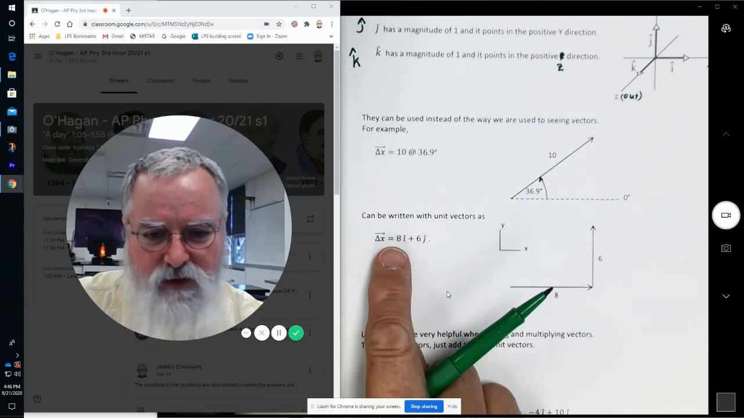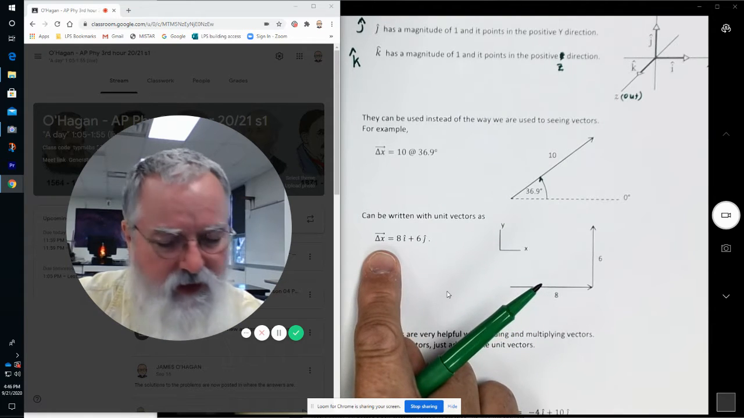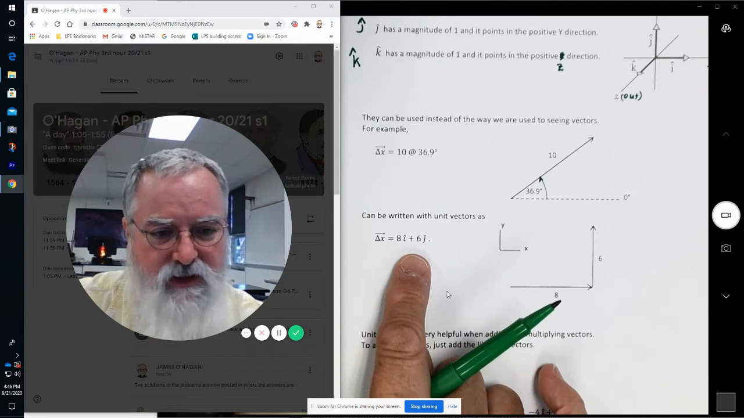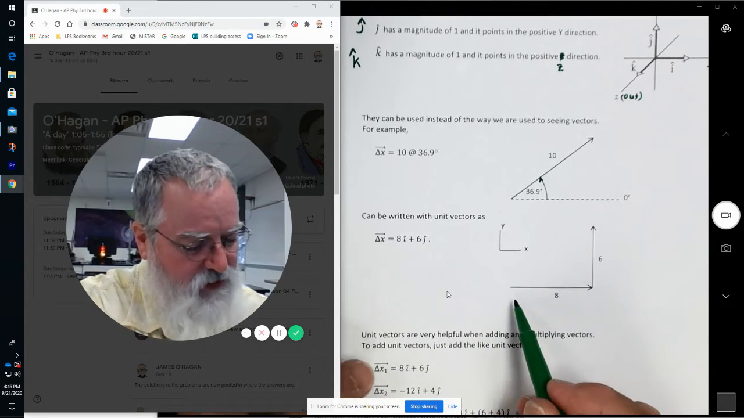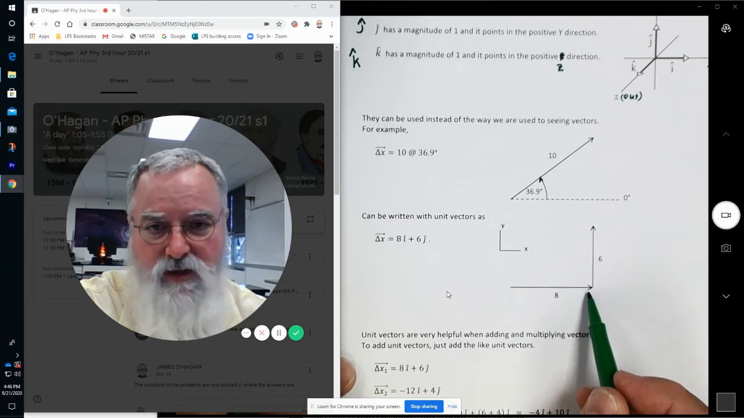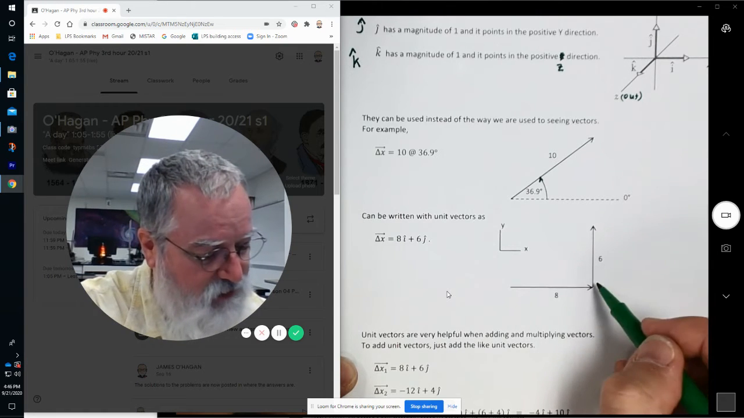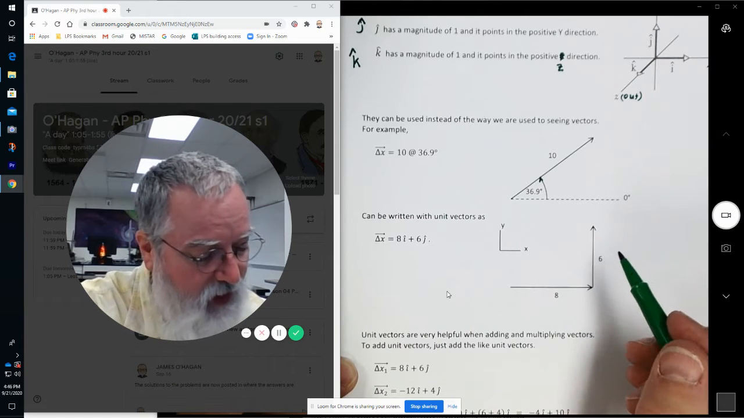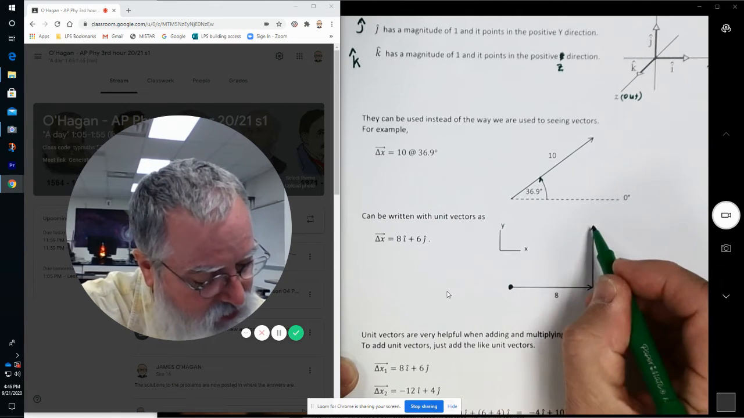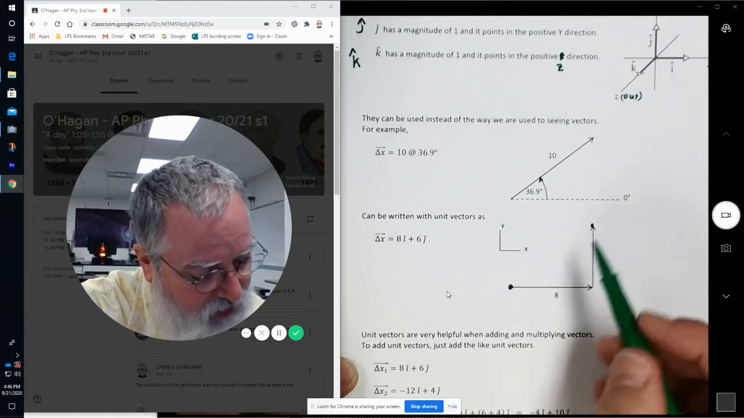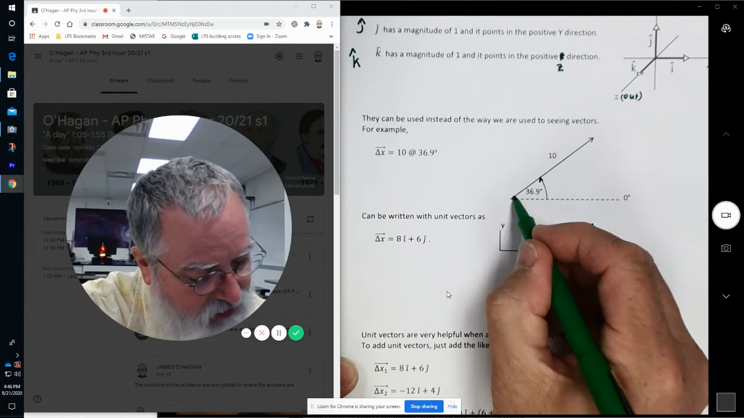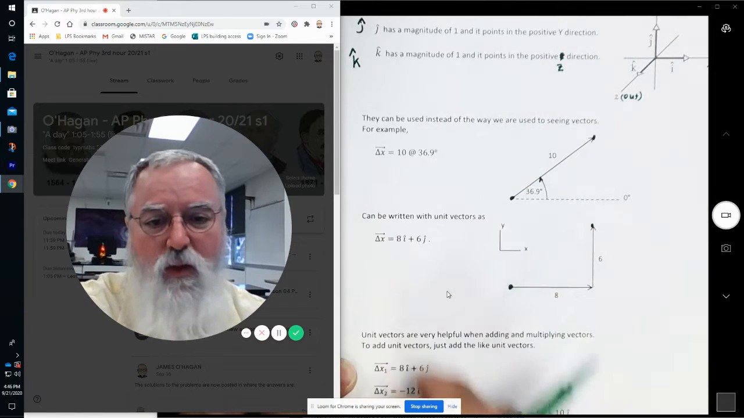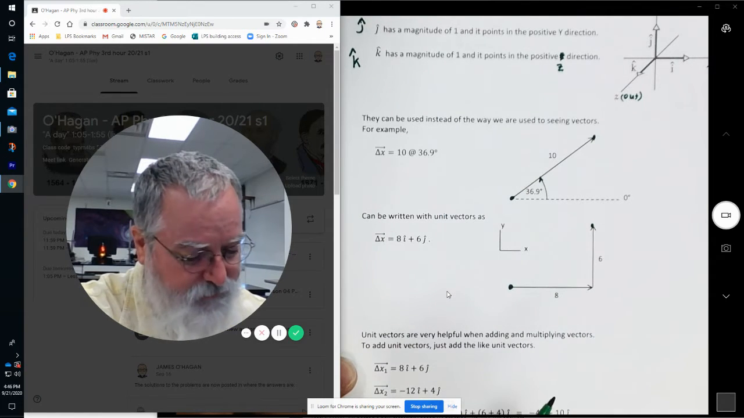With unit vectors, what we would write is displacement equals 8 in the I plus 6 in the J. Well, here's my 8 in the I direction, basically 8 in the x direction. Here's my 6 in the J direction, 6 in the y direction. And if you look from start to end, that is exactly the same as the start to the end in our previous example. These are two equivalent vectors.